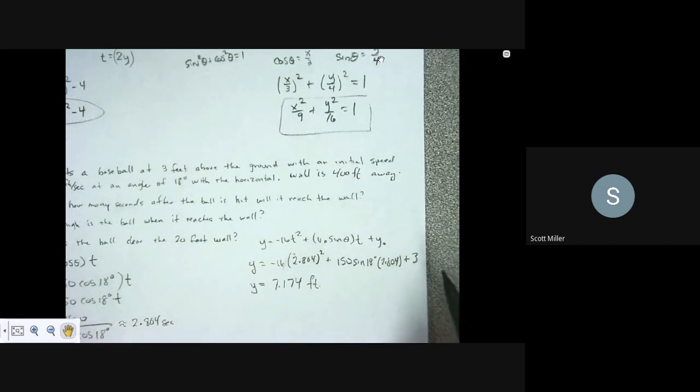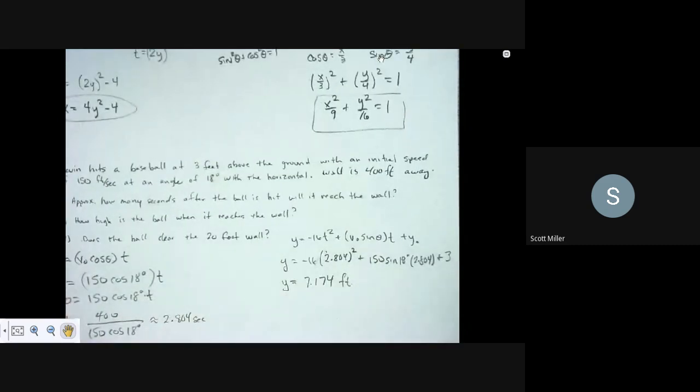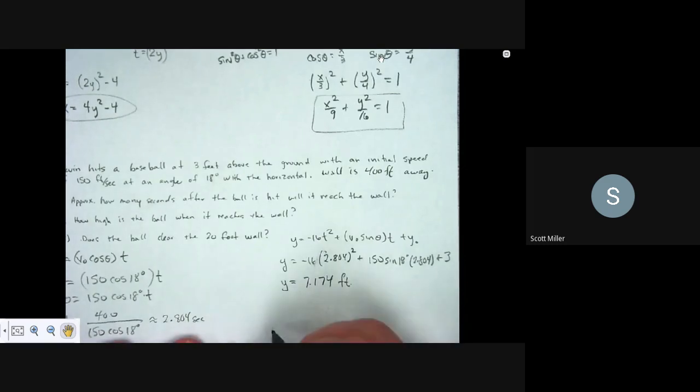And what does that mean? That means when the ball reaches the wall, it's going to hit the wall at 7.174 feet. And so then the answer to the last question is, does it clear the wall? And the answer is no. Okay? The ball hits the wall at 7.174 feet from the ground. It will not clear the wall.